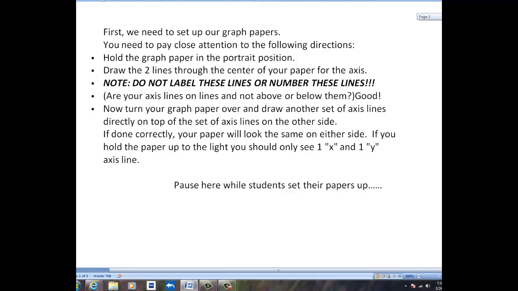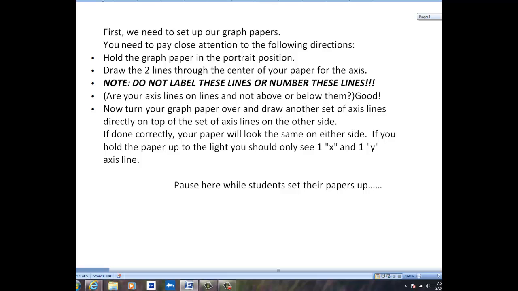For today's transformation, first we need to set up our graph papers. You need to pay close attention to the following directions. Hold the graph paper in the portrait position. Draw 2 lines through the center of your paper for the axes. But it's important here to note, do not label these lines or number these lines. Are your axis lines on lines and not above or below them?